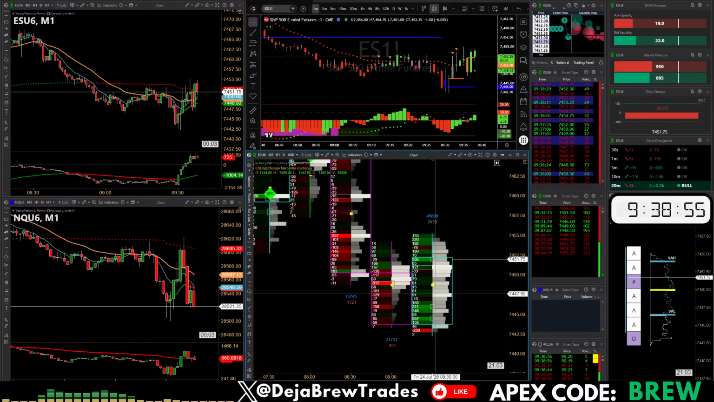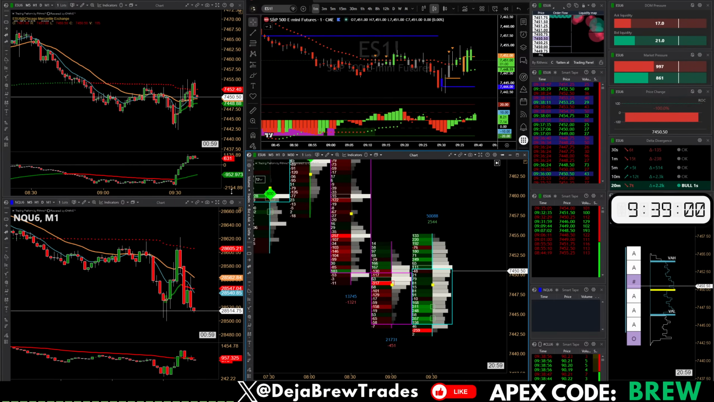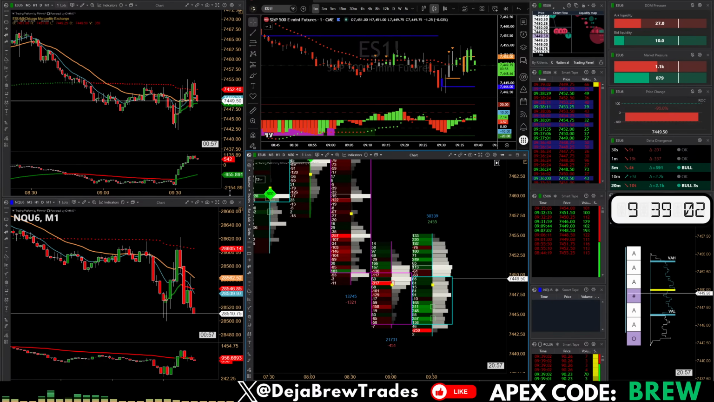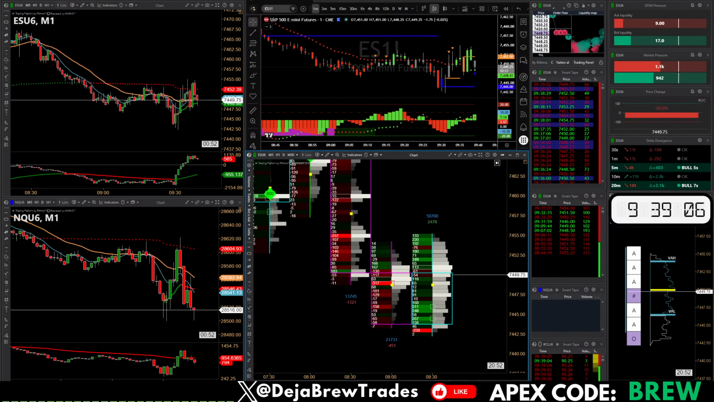There's a lot of delta on this candle here. You can see that delta explosion from the open. But they are just being absorbed because they cannot get through VWAP.